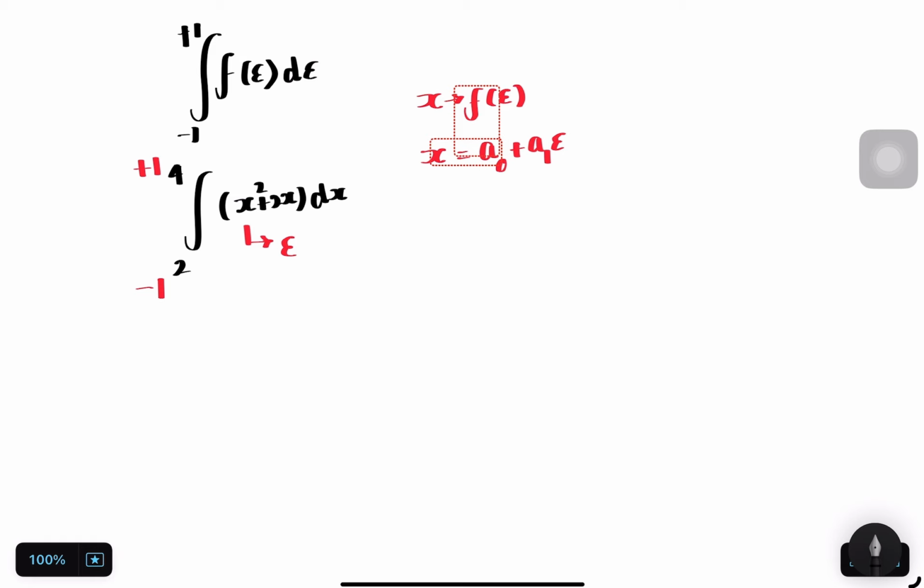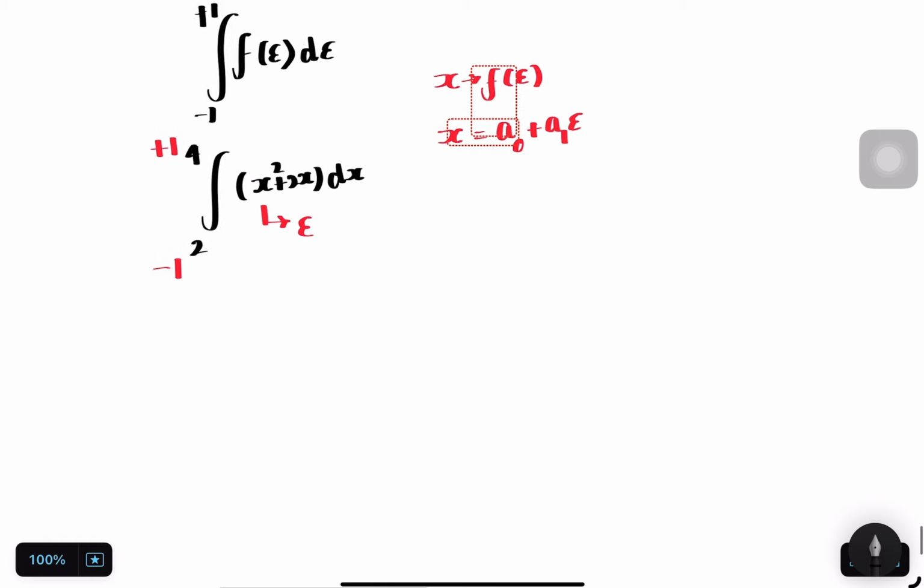At x is equal to 2, the value of epsilon is -1, right? So in that case, it is a0, and of course the value of epsilon is -1, so I will put -a1. This is going to be my first equation.